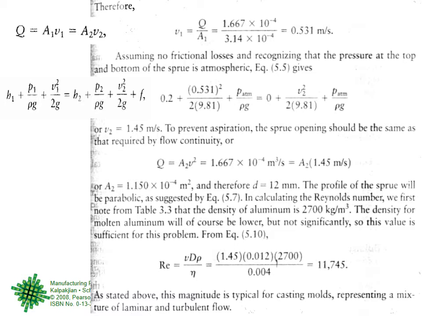Viscosity was given, but it is not used until now. So now using the continuity equation, you found this first part, right? You found this first part, the velocity, and using the Bernoulli equation, you found the second part, the velocity at the bottom. So this comes out to be this.